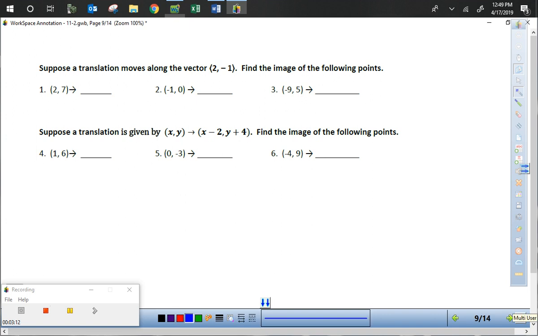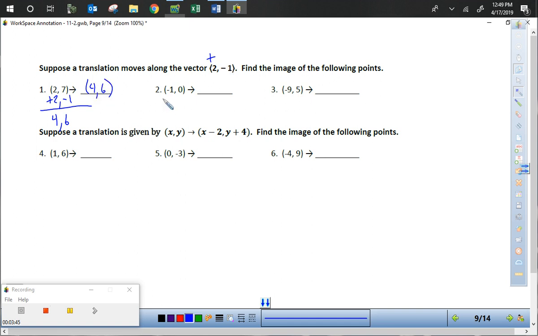So what we're going to do on these first ones, since we don't have a picture, is use our algebra. This says 2, specifically it's a positive, so that means we're going to add 2. And then this 1 here has a negative, so we'll subtract 1. So what I want you to do for each of these points is we're going to just write below it here. We're going to say +2. And then on the second side, we're going to subtract 1 and go straight down. So 2 plus 2 is 4. 7 minus 1 is 6. Our image point is 4, 6.